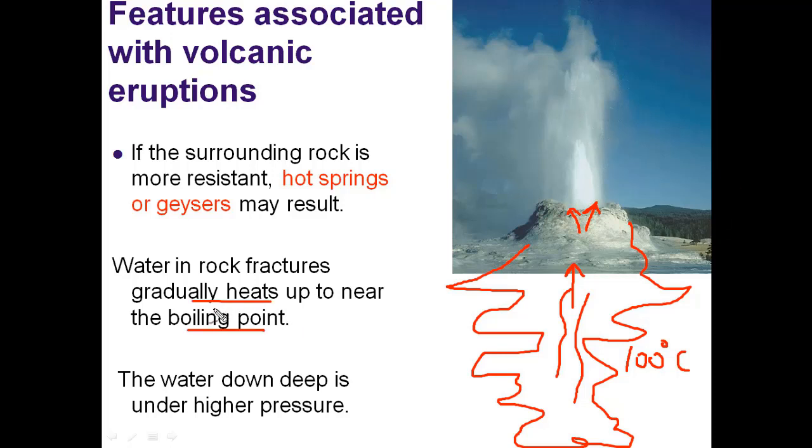The water in the fractures gradually heats up, and near the boiling point that I've already told, about 100 degrees Celsius, the water deep inside the crack reaches high pressure. The pressure cannot withstand further and it shoots upwards. Now these features are very common in areas where volcanic activity is very frequent. Examples: New Zealand, Yellowstone National Park in the US.